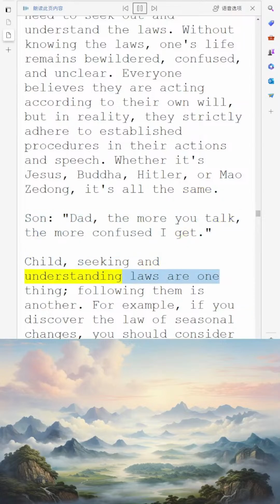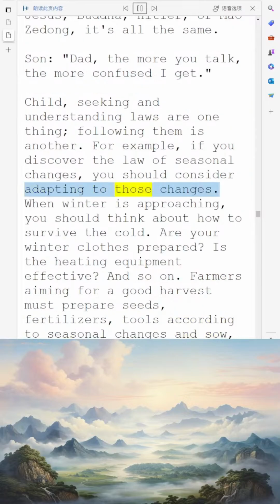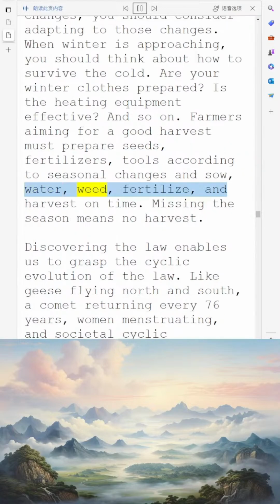Child, seeking and understanding laws are one thing. Following them is another. For example, if you discover the law of seasonal changes, you should consider adapting to those changes. When winter is approaching, you should think about how to survive the cold. Are your winter clothes prepared? Is the heating equipment effective? And so on. Farmers aiming for a good harvest must prepare seeds, fertilizers, and tools according to seasonal changes, and sow, water, weed, fertilize, and harvest on time. Missing the season means no harvest.